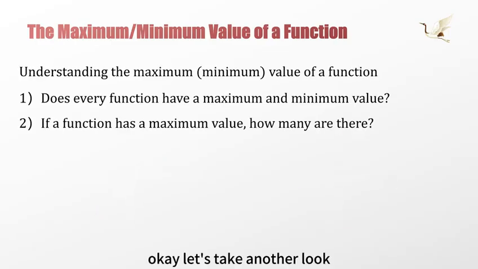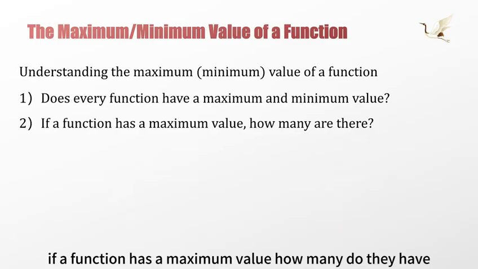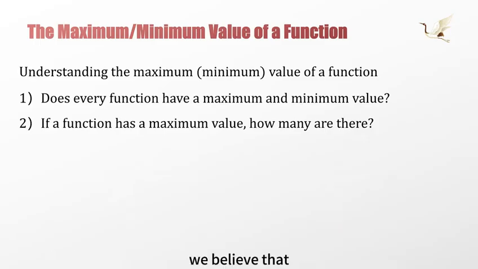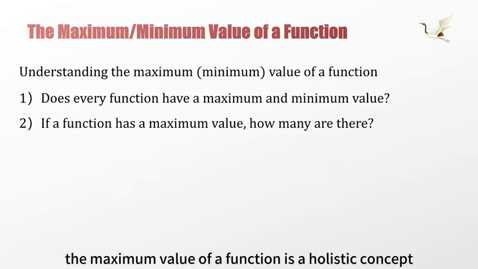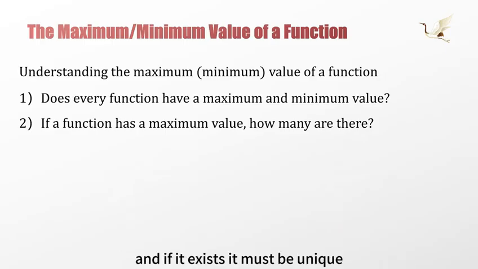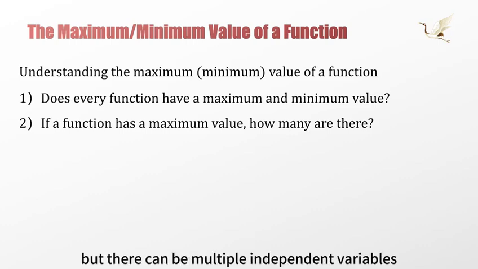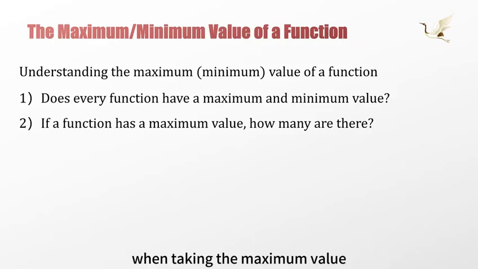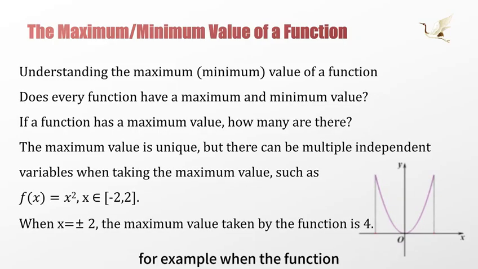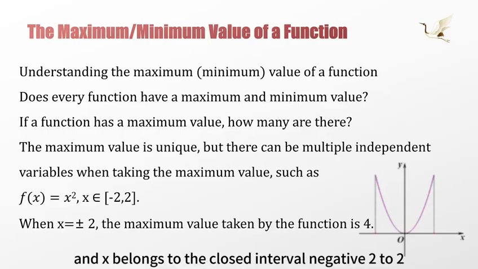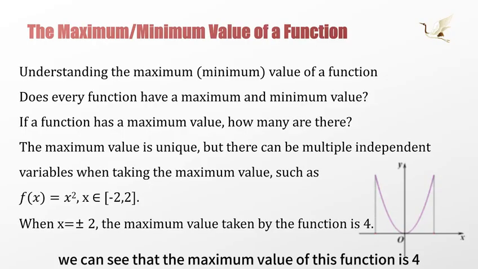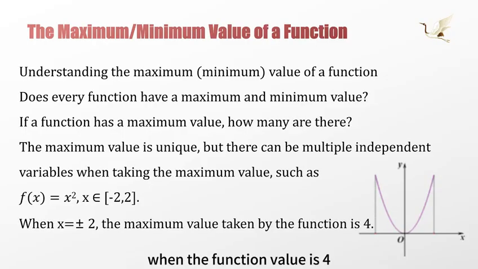Okay, let's take another look. If a function has a maximum value, how many do they have? We believe that the maximum value of a function is a holistic concept, and if it exists, it must be unique. It is the largest value among all function values, but there can be multiple independent variables when taking the maximum value. For example, when the function f(x) is equal to x squared and x belongs to the closed interval [-2, 2], we can see that the maximum value of this function is 4. When the function value is 4, the corresponding independent variable x has two values, 2 and -2.